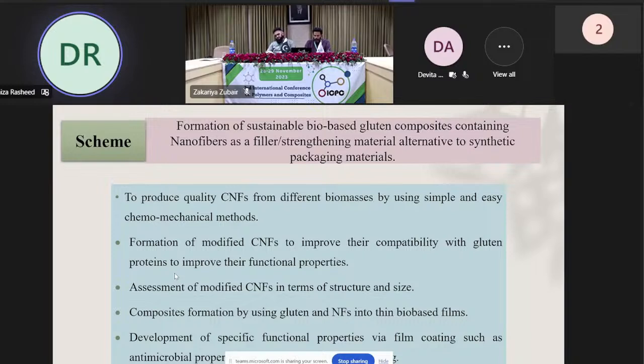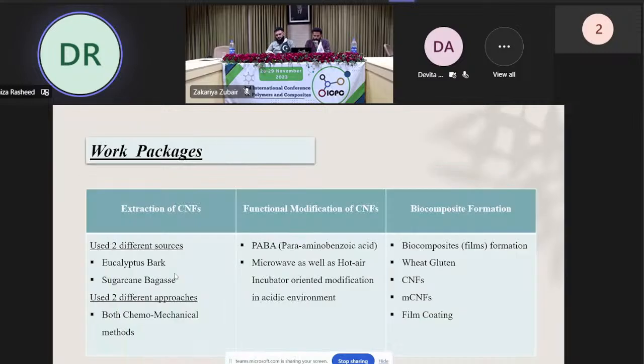So these cellulose nanofibers have also been produced from wood waste, for example, sugarcane bagasse or eucalyptus bark, which have died over the period of years and have been eliminated from the tree. So these two sources of cellulose nanofibers have been used to produce cellulose nanofibers by using different chemomechanical methods.